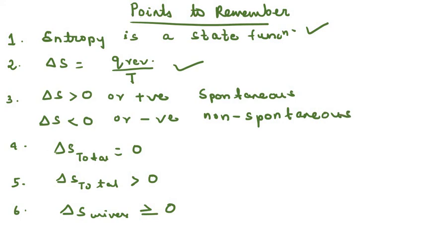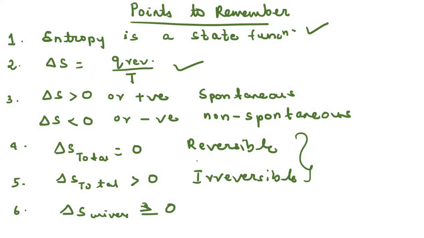Again, the total entropy change is 0 in the case of a reversible process, and it is greater than 0 in the case of an irreversible process. So, delta S universe is greater than or equal to 0. Why? Because for a reversible process it is equal to 0, and for an irreversible process it is greater than 0.